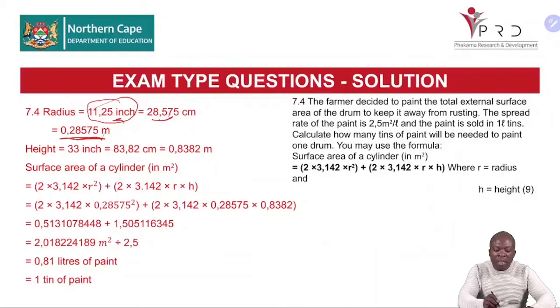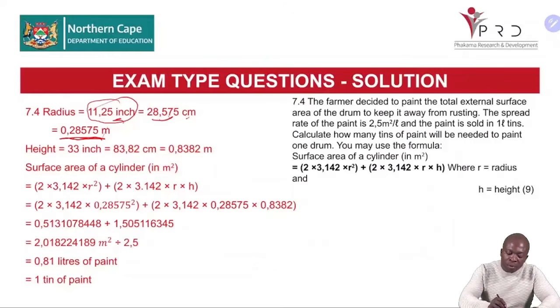If you see me writing 0.28575 meters, meaning I'm converting from where? Centimeters to meters. King Henry died miserable death called measles. So converting from centimeters to meters, I just divided it by 100. That's why you see these values.